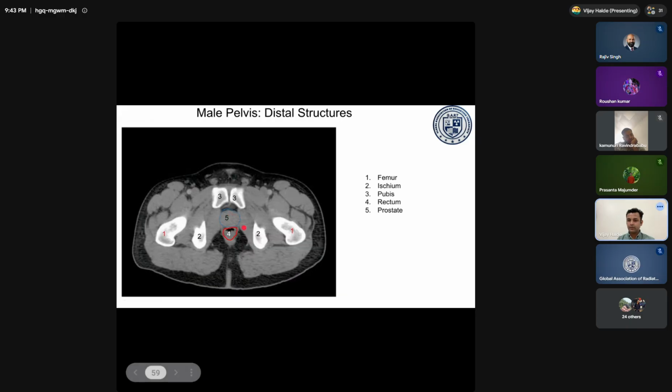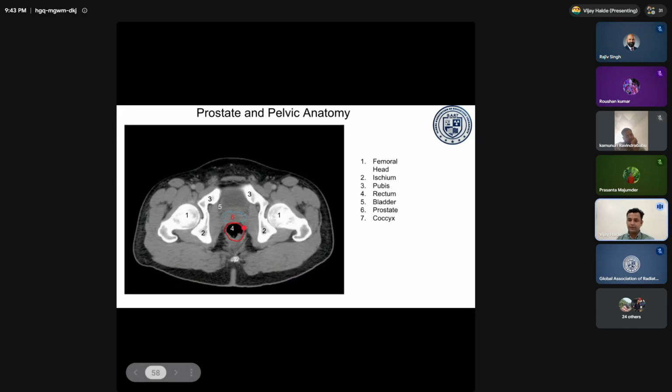So in prostate radiotherapy, the bladder protocol should be followed perfectly with an empty rectum. Instructions should be given to the patient because it affects our dose delivery to the prostate. So the prostate will shift day to day.